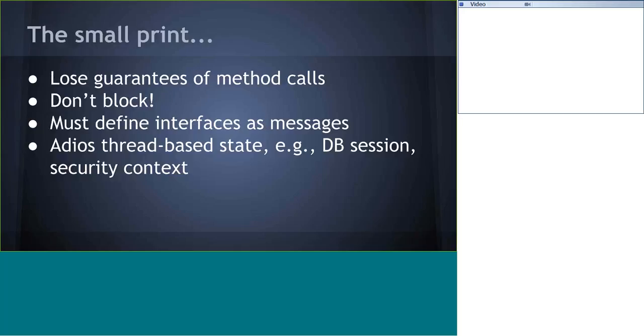So the small print, you lose all those guarantees about those synchronous method calls. When you have a synchronous method call and that method completes, you know a lot of things happen. You know that it's completed without error. You have the result. Those guarantees are lost. So now you have to deal with those in an asynchronous way, right? You need to make sure you have a protocol in place. You're going to send a message out. You have to wait for that reply to do something with it. That reply may never come, right? So you need to handle that too.